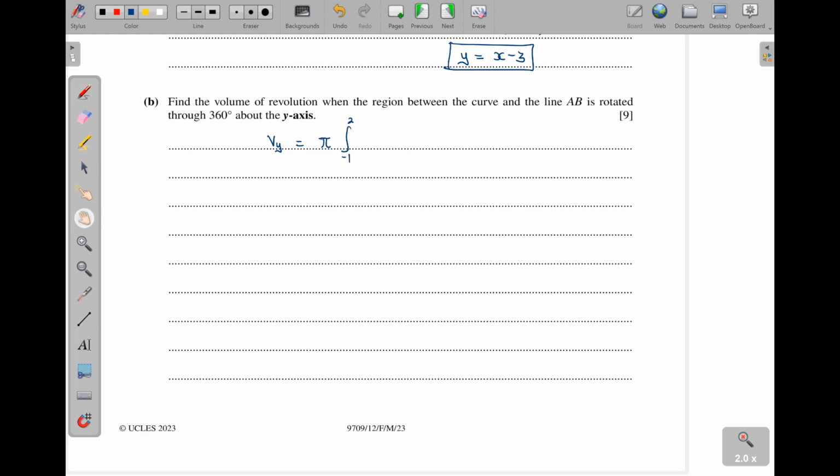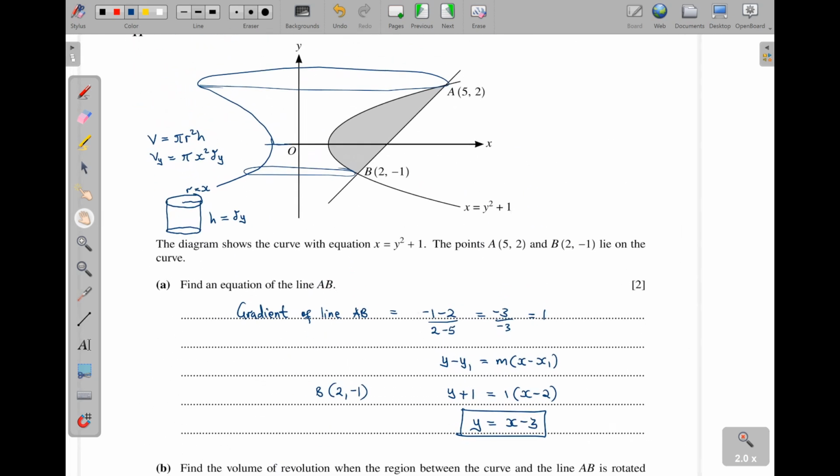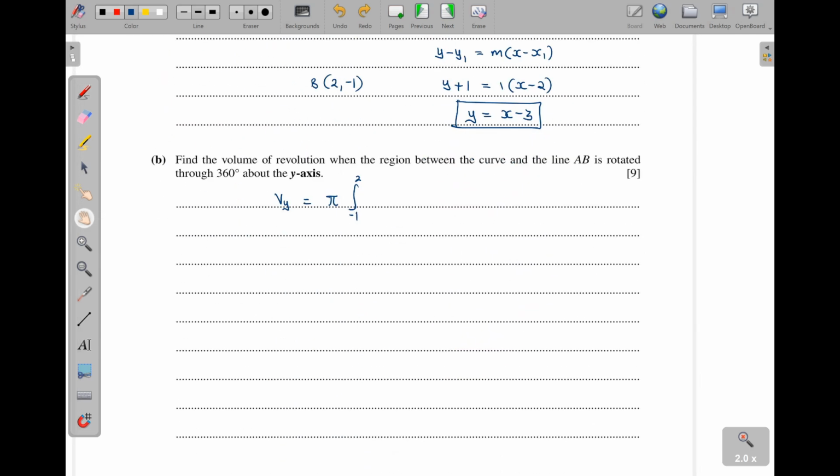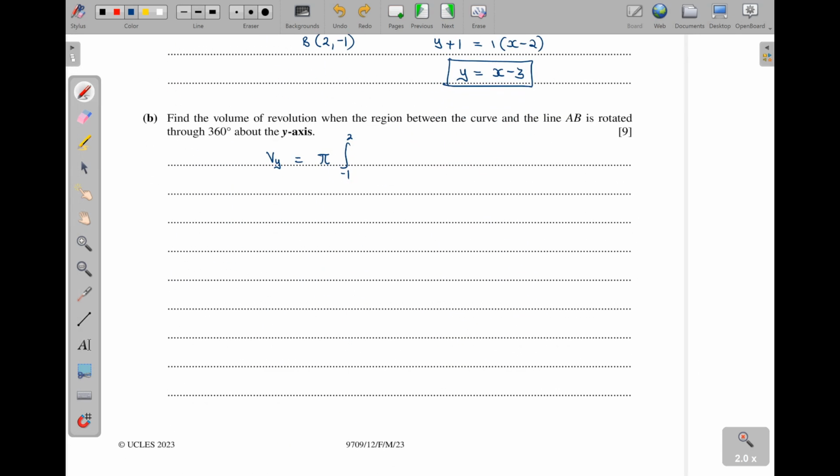Now, if you try to invert this one, the line is going to be above, and then the curve is below. So I'll get the equation of the line, which is here. So remember, I'm supposed to write in terms of x. So take this one here.